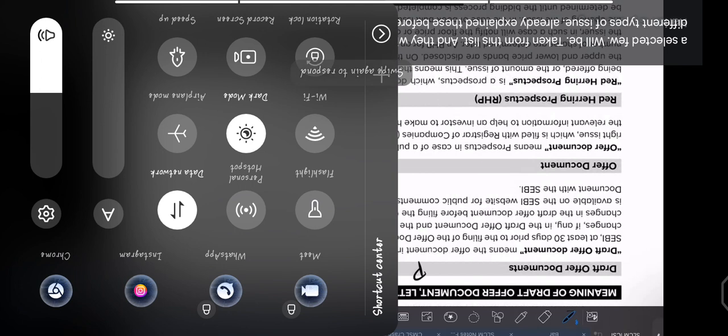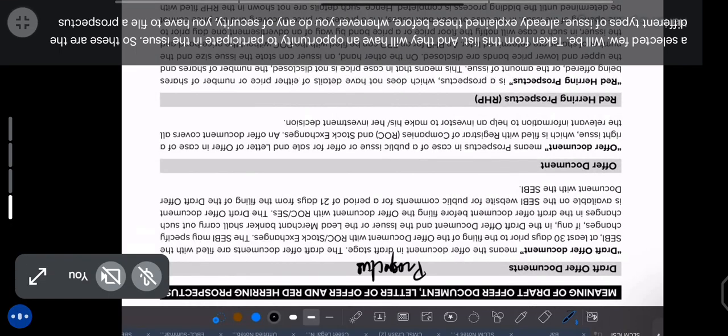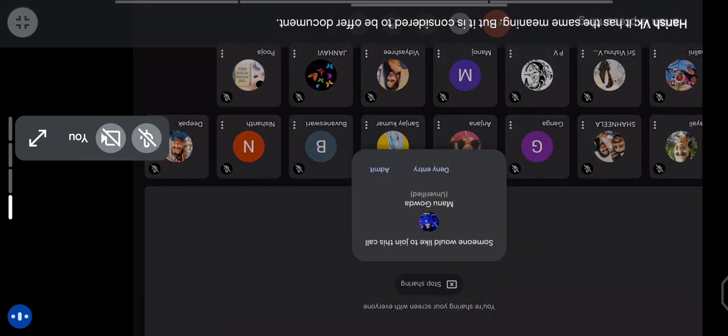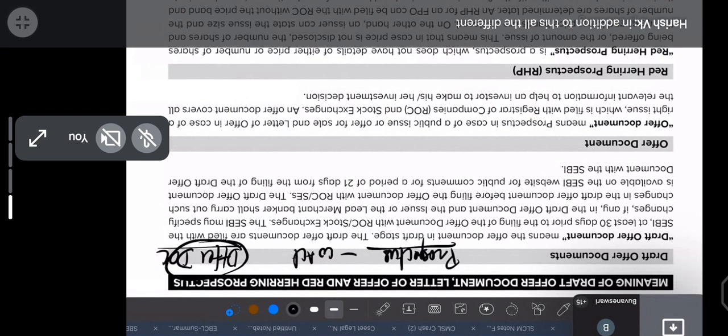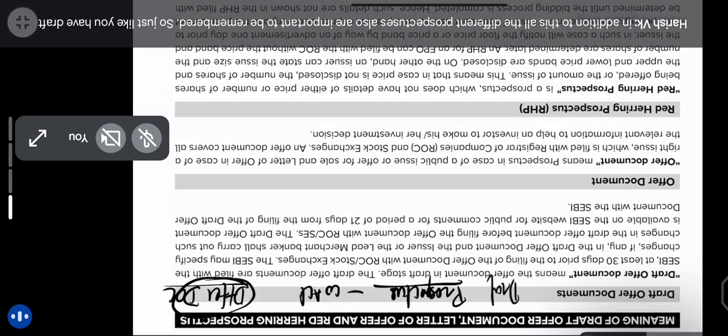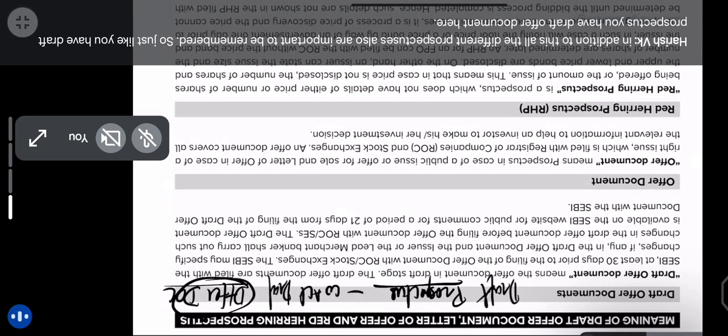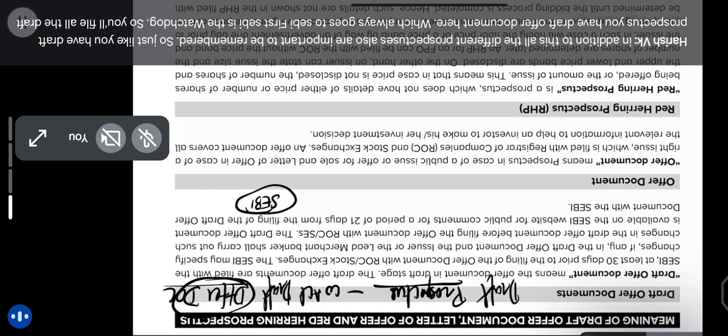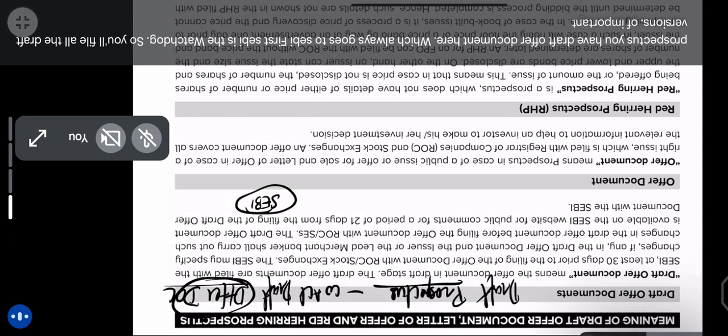Already explained these before. Whenever you do any issue of securities, you have to file a prospectus. You use the word prospectus under the Companies Act, but in this regulation, you use the word offer document. It has the same meaning. Just like you have a draft prospectus, you have a draft offer document here, which always goes to SEBI first. SEBI is the watchdog, so you'll file all the draft versions of important documents first with them for approval.